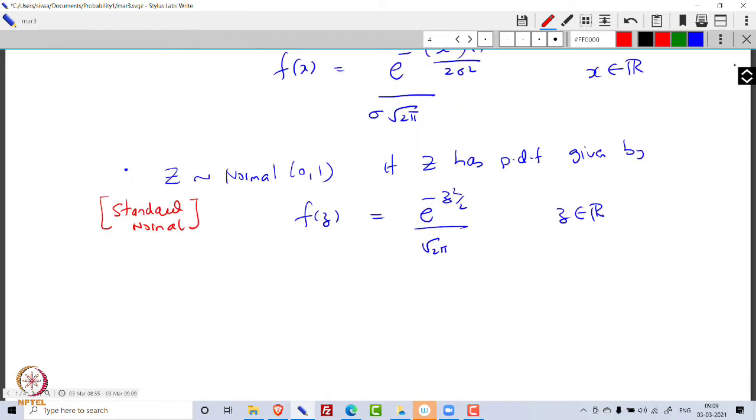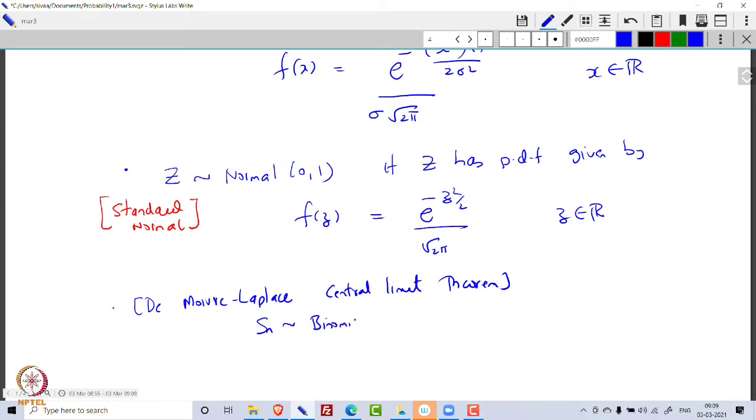So there are two things we did. The way we came to this distribution was a result referred to as the De Moivre-Laplace central limit theorem, which said the following: if you take Sn to be binomial n, p, where p is between 0 and 1, so think of p as a constant as opposed to decaying with n. We didn't show this, we just gave a sketch of the proof.